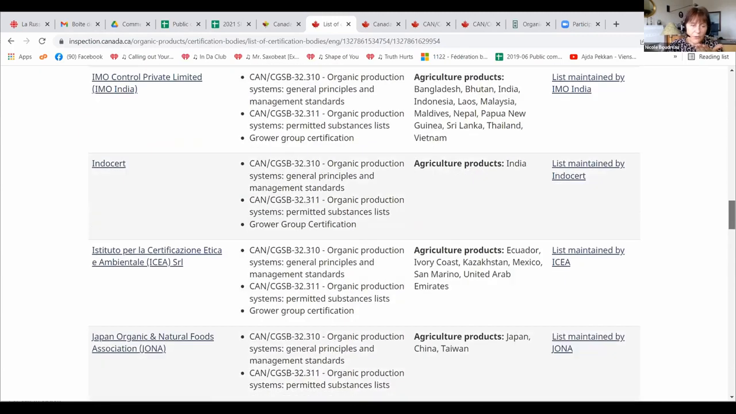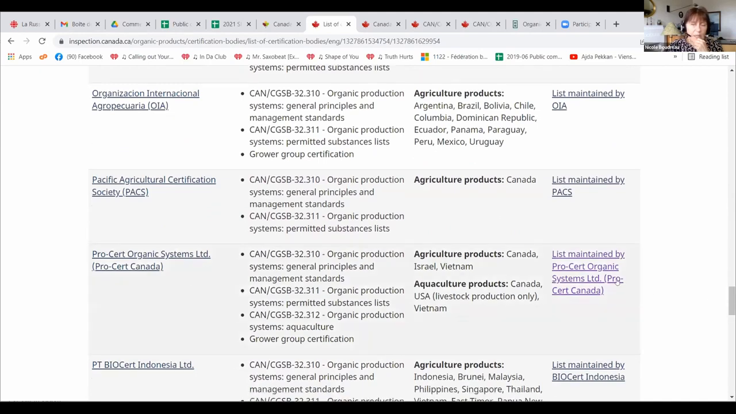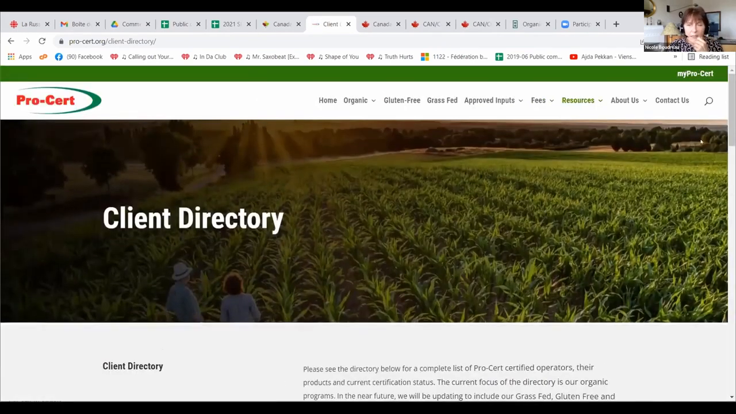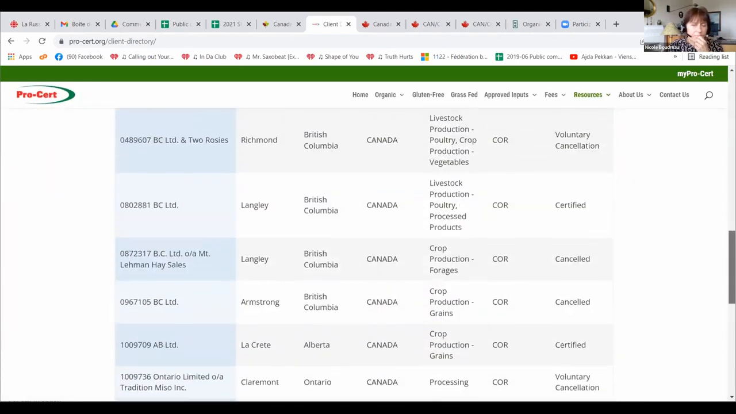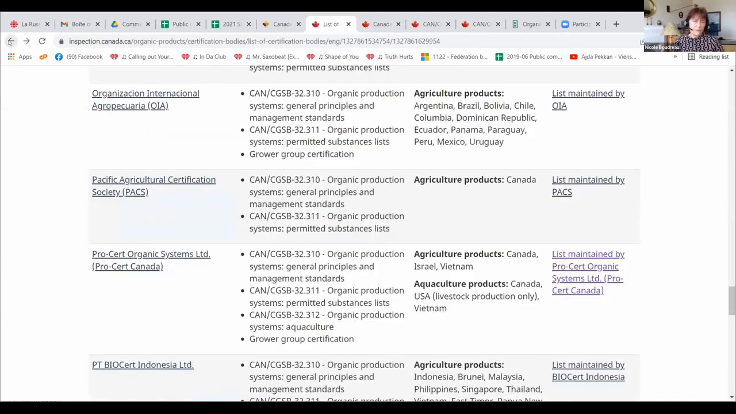So if you are, let's go for example, in Saskatchewan, we have ProCert here. So you have the list of all the certified operators by ProCert. And it is interesting to read because in Quebec, we did a study a few years ago, and we always hear that you will get certified if you know someone who is certified. Peer support is very important. So if you want to find other certified vegetable producers, maybe it's a good resource, because it's good to have support amongst your peers.